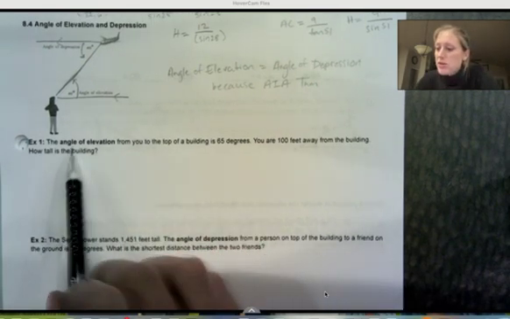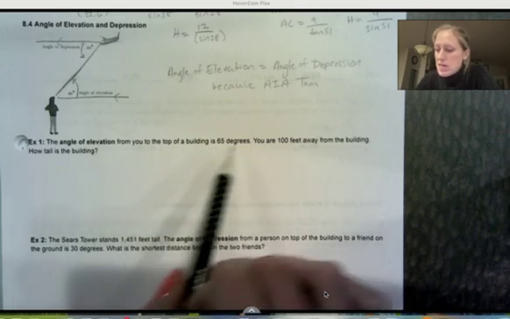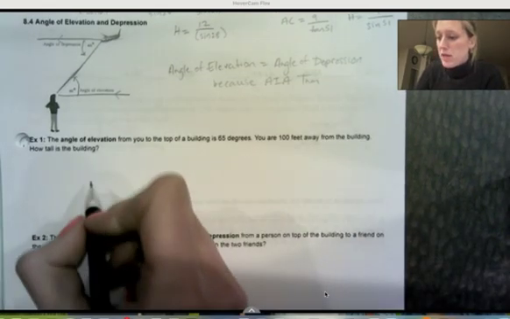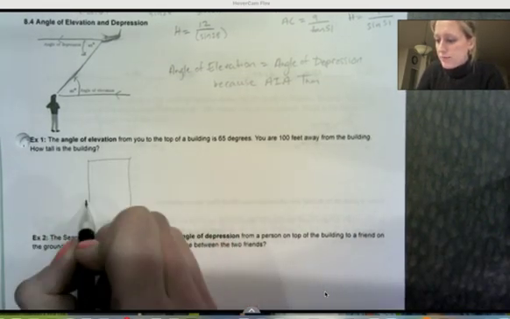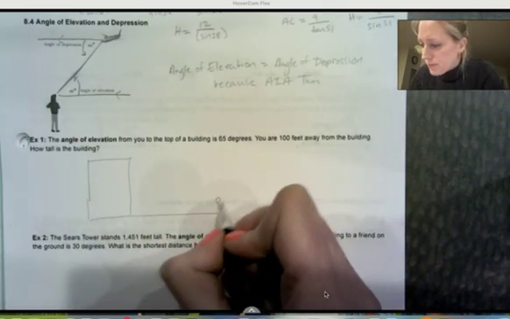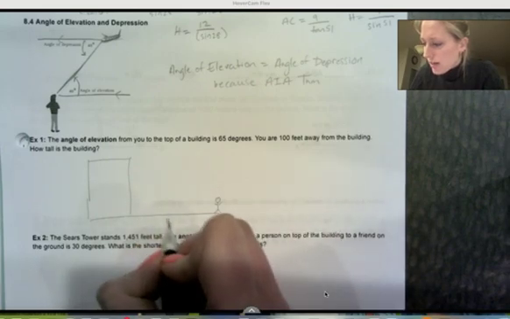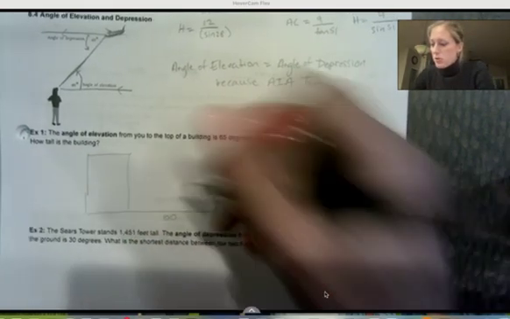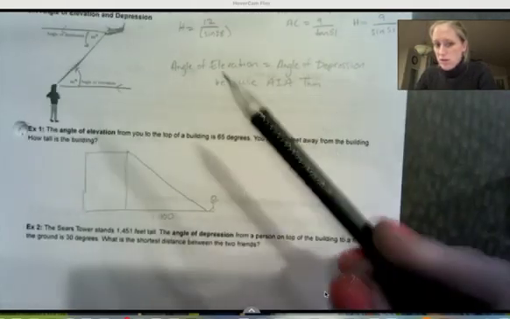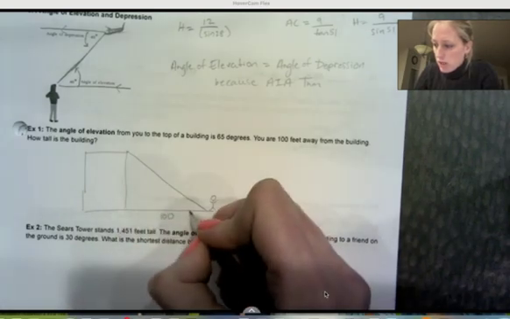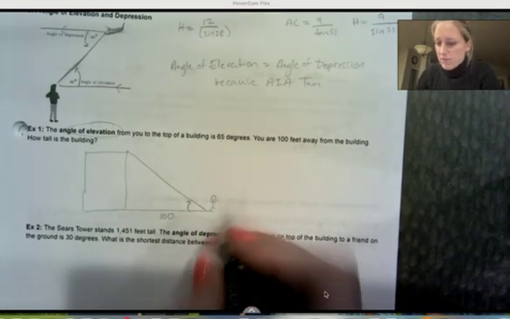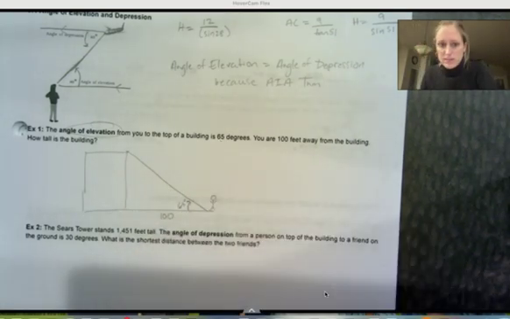Okay, so here we have the angle of elevation from you to the top of a building is 65 degrees. You are 100 feet away from the building. How tall is the building? Okay, so we have this building. You are standing 100 feet away. So this distance right here is 100. And then you are looking up at the building. So from the horizontal, this is our horizontal line, looking up, that angle right there is the angle of elevation. So this angle right here is 65 degrees.